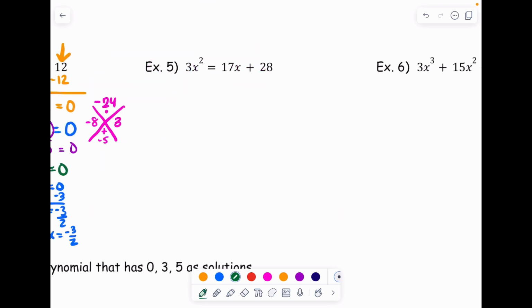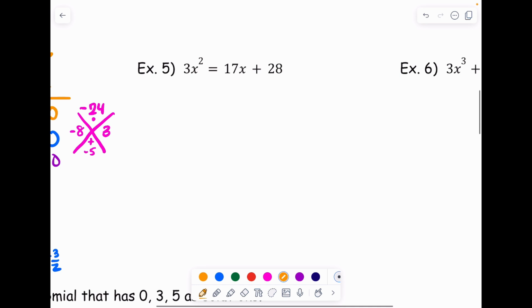Now let's look at our next example. Our next example does not have a 0 on one side. I'm going to leave my squared term positive, wherever it is, because I would like that to be positive when I'm factoring. So I'm going to subtract 17x and subtract 28. Now, you could have subtracted 3x squared from both sides and then multiplied everything by a negative. It's totally up to you. But you do need to get 0 on one side, and it's best to have the squared term positive.